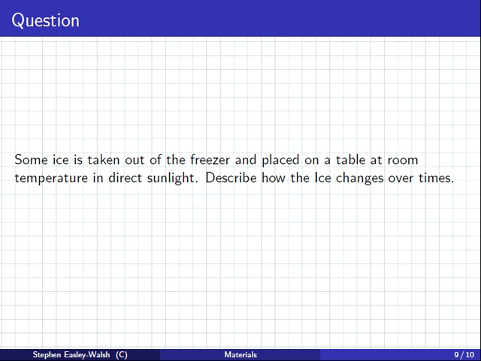Liquid to solid, freezing. Gas to liquid, condensation. And solid to gas, sublimation. These are the key words. Are we okay with that?